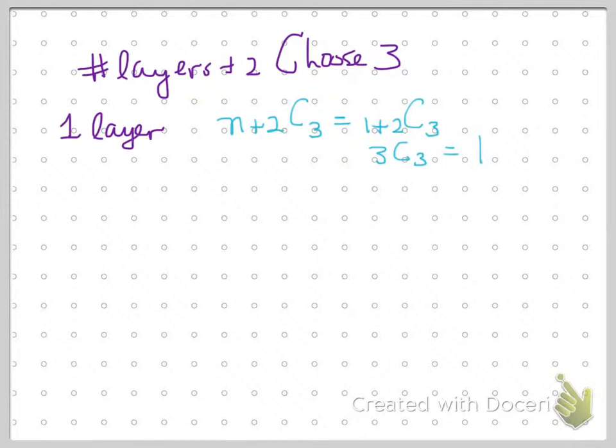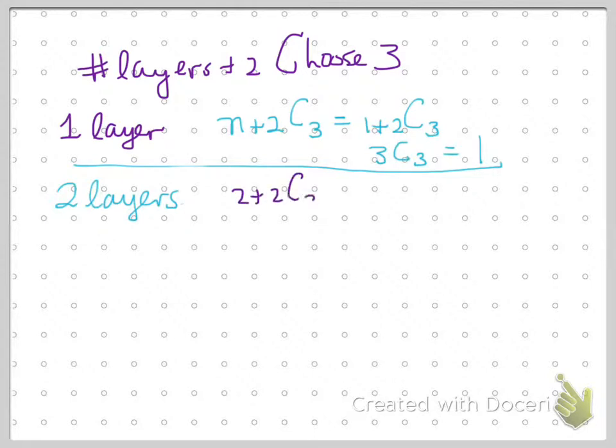So if I've got 1 layer, I'm going to end up with, let me see now, n plus 2 choose 3, and n plus 2 choose 3 will equal 1 plus 2 choose 3, and 1 plus 2 choose 3 is 3 choose 3, and 3 choose 3 is equal to 1. So it works for 1 layer. Now let's check it out for 2 layers. For n equal to 2 layers, we're going to have 2 plus 2 choose 3, or in other words 4 choose 3. And 4 choose 3 is equal to a value of 4. So it works for 1 and it works for 2.